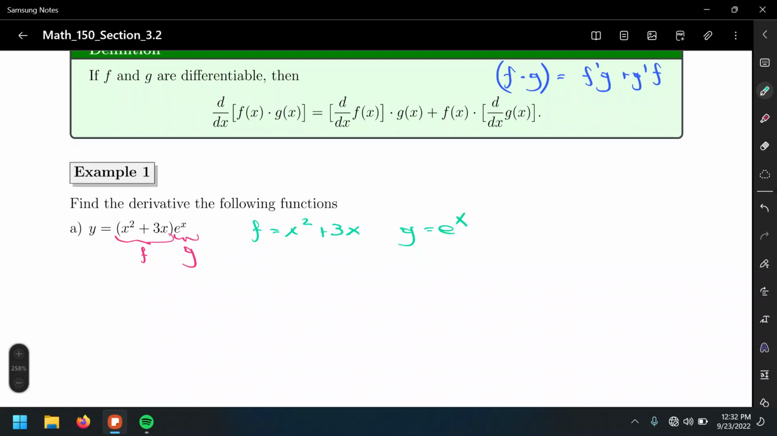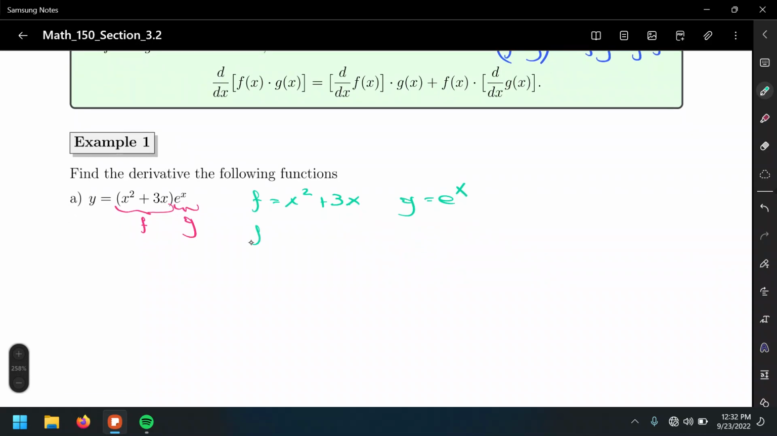So let's take the derivative of each, because we need the derivative of both to put together into the product rule. So what's f prime? What's the derivative of x squared plus 3x? 2x plus 3. What's the derivative of g? What's the derivative of e to the x? e to the x itself.